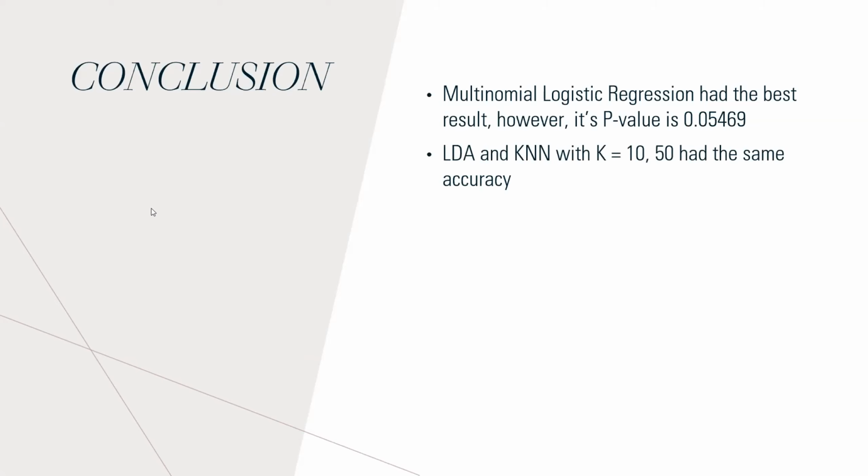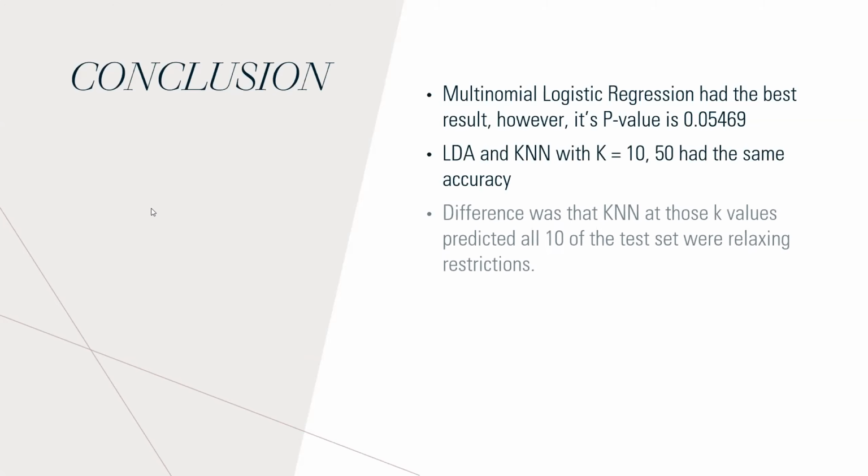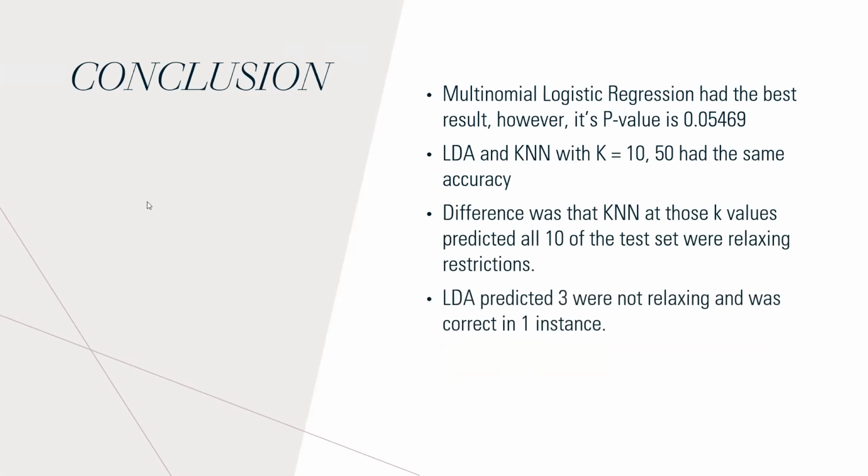LDA and KNN with K at 10 and 50 had the same accuracy, but they had very different prediction errors. For KNN at 10 and 50, in the test set, they believed that all of the test set should have been easing, whereas LDA believed that 3 of them should not have been easing, and it was actually correct in 1 of those instances. But that was the main difference between those two. As for KNN 3 and 1, they just did really poorly.